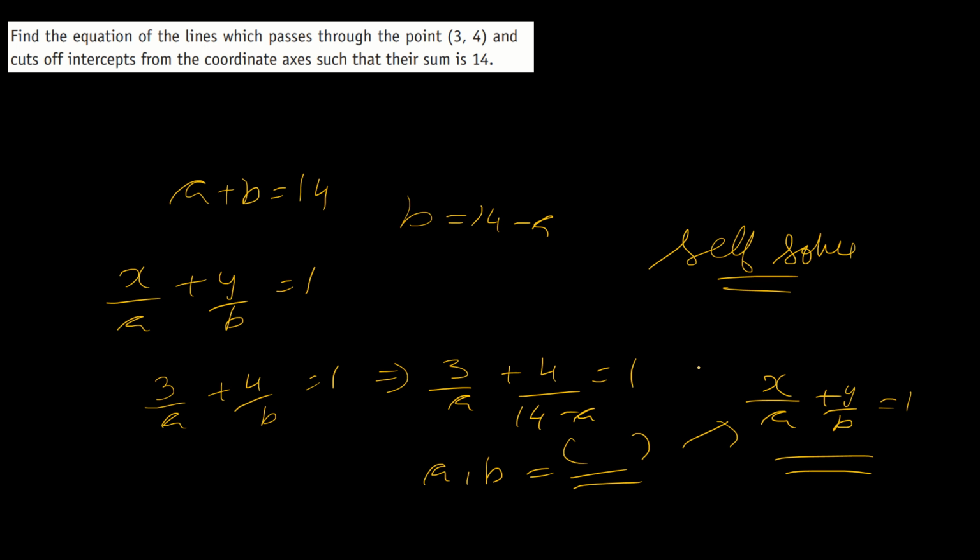Since it is resulting in a quadratic equation, one possibility is x by 7 plus y by 7 equal to 1. The second possibility is x by 6 plus y by 8 equal to 1. Okay, let's move on to the next question.